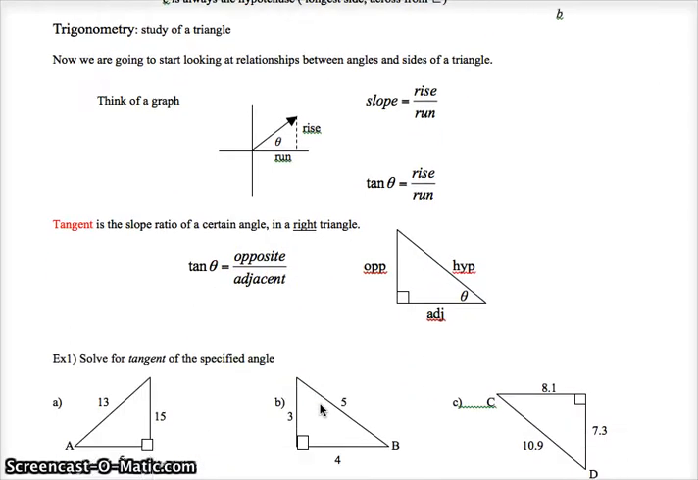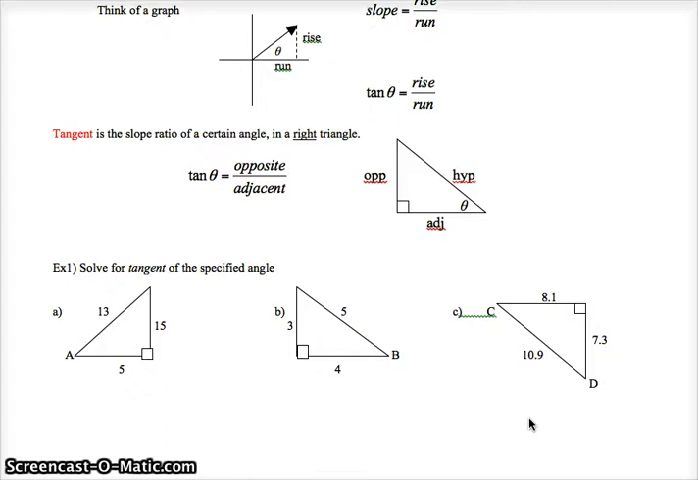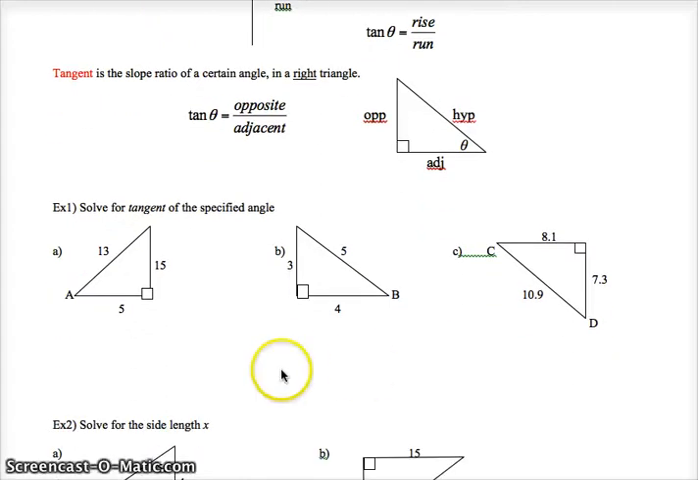So we're going to solve for the tangent of each specific angle. We're going to find the tangent of A and set up the ratio, the tangent of B, and then we're going to do both the tangent of C and the tangent of D. If you want to set those up and then come back, you're setting up your ratio from our angle for the opposite over the adjacent. So pause the video and then come back.